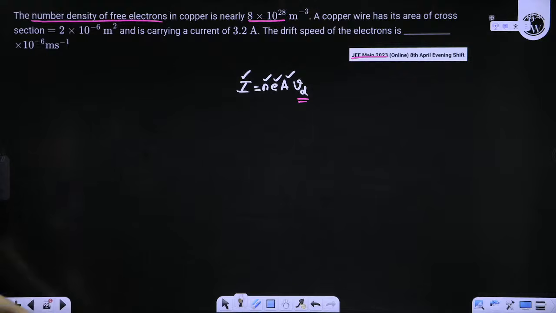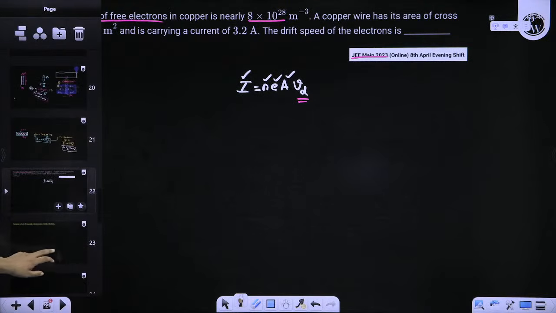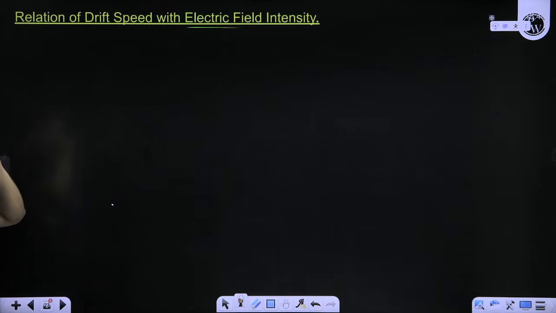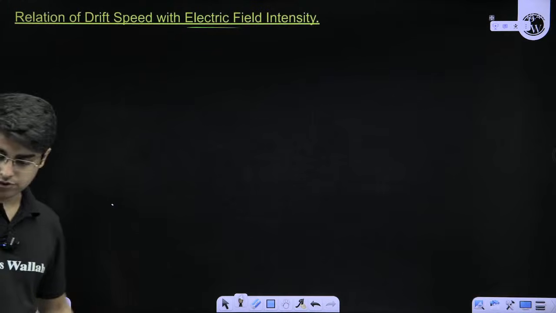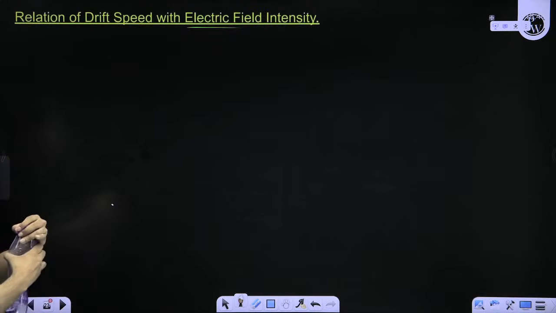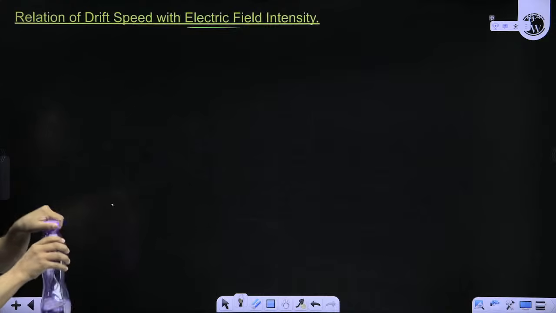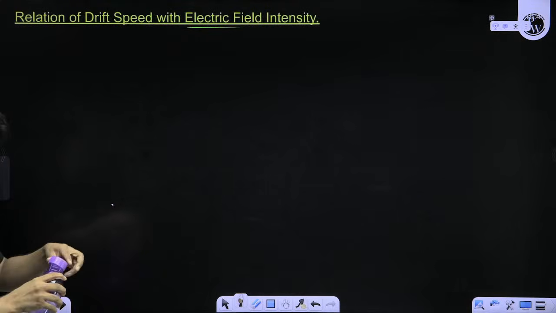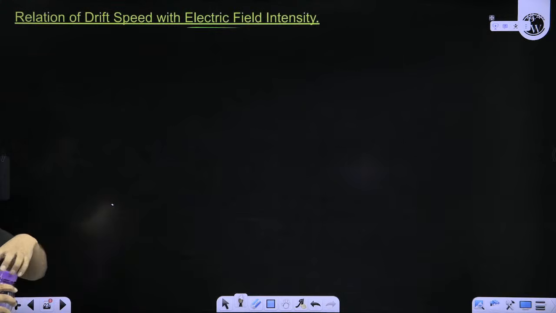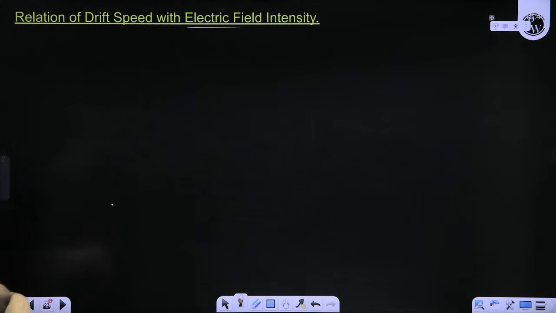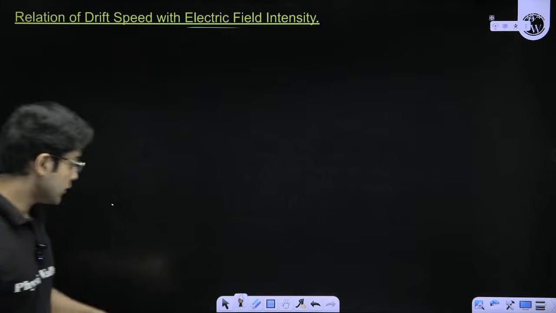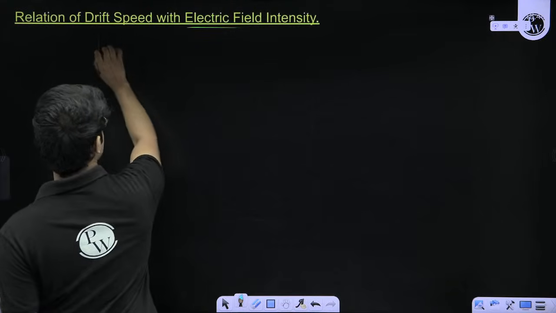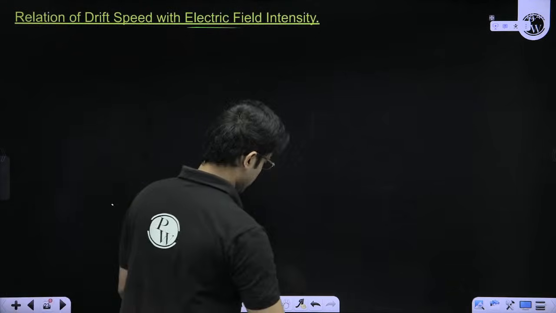What else? Okay, so now there is another relation. This first part of the chapter is full of formulas. The drift velocity part. This relation is also available in your NCERT if you check it. The relation with drift speed and electric field intensity, electric field magnitude.